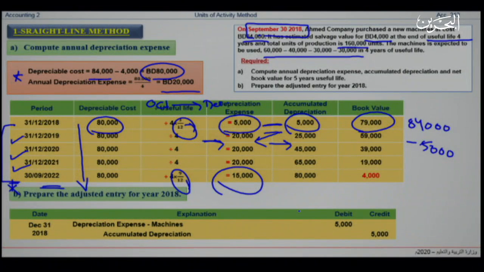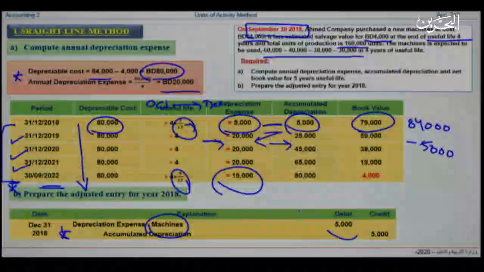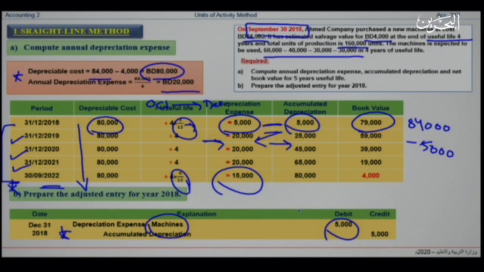Now, we will move to write the adjusting entries. On the debit side, I will write the depreciation expense for the machine with the amount for the first period, which will be 5,000. Moving on to the credit side with accumulated depreciation, I will also write the depreciation amount for that period, because I take the 5,000.